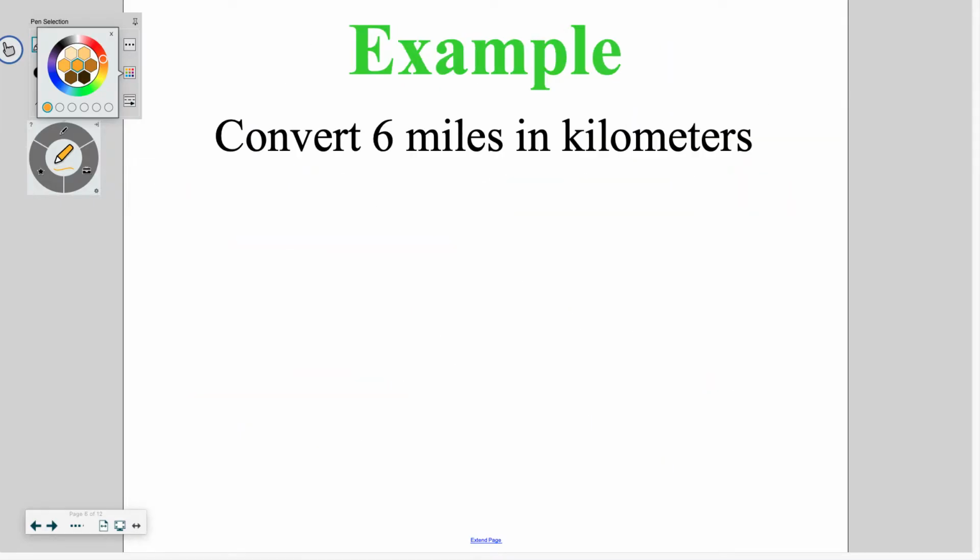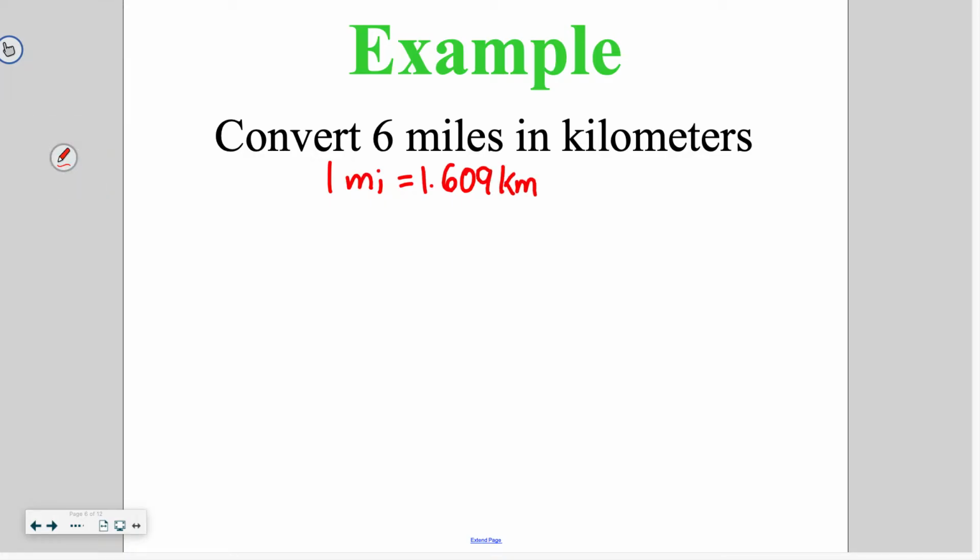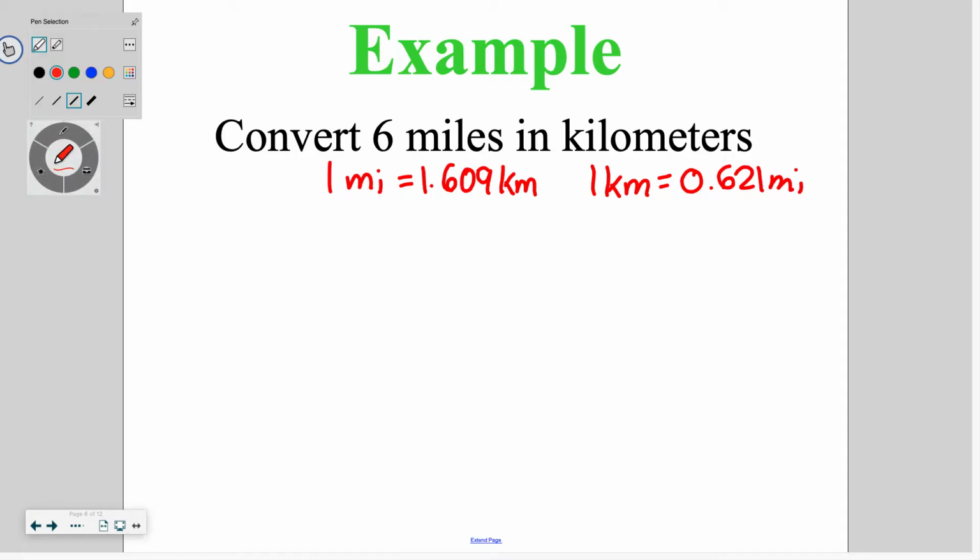So now for a few examples of converting between the two systems. We're going to start by converting 6 miles to kilometers. So you're going to want to refer back to that chart, and you will see 2 potential options for what you can use. It says 1 mile equals 1.609 kilometers, or a second one says that 1 kilometer is equal to 0.621 miles. It does not matter which conversion factor you use. You just have to pick one. I'm going to show you that both are going to get you to the same answer.